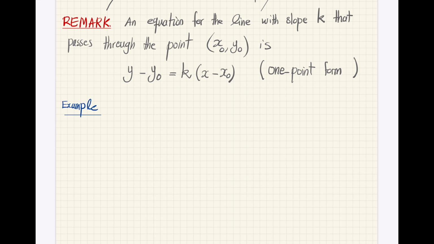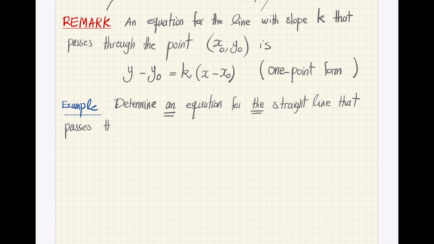So here, write. Determine an equation for the straight line that passes through the point, say -2 and -3, with the slope -4.